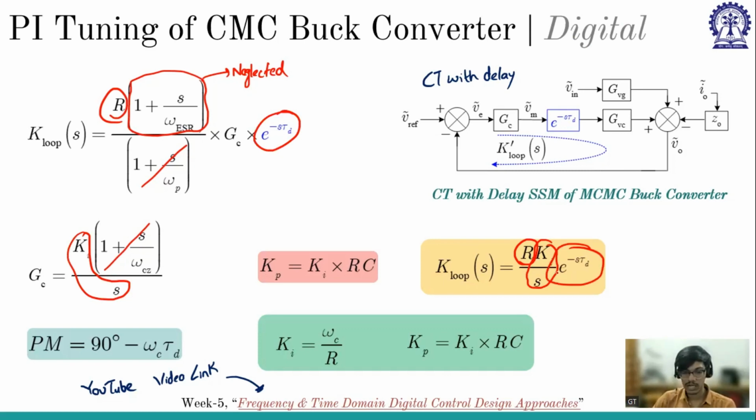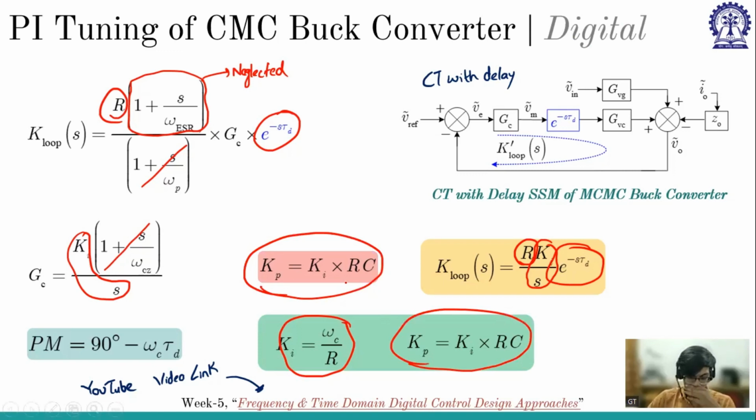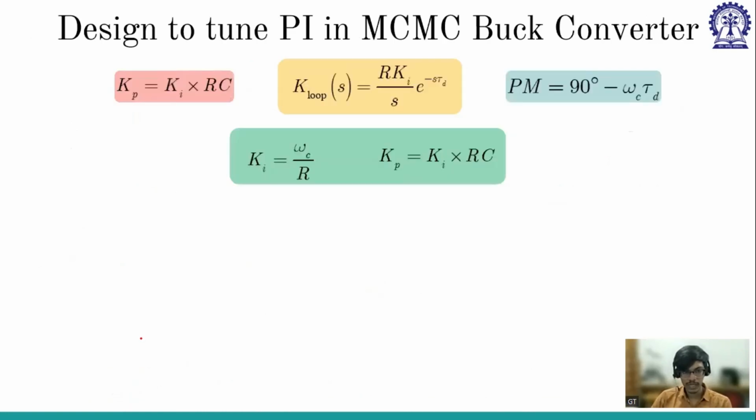Now if we consider the bandwidth omega C, from this closed loop bandwidth we'll get KI, and if you substitute that KI here, we'll get the KP information, and these derivations we had done in week 5, and the phase margin is 90 degrees minus omega C tau D, which is quite similar to the voltage mode control. If you discuss the design aspects and the steps of how to tune, it will be similar.